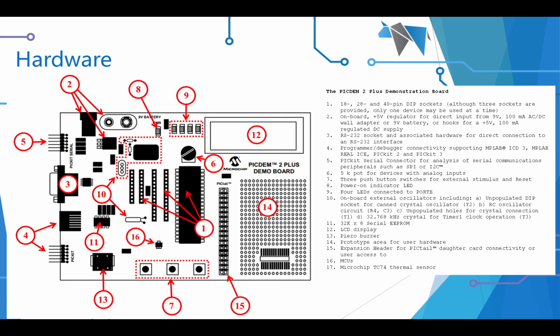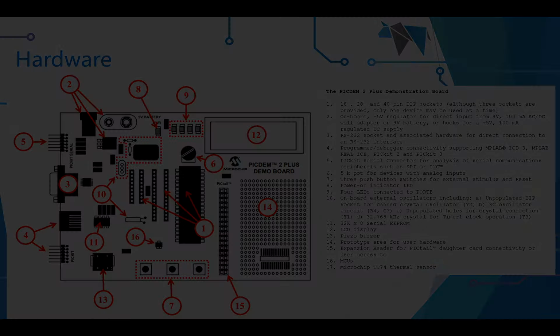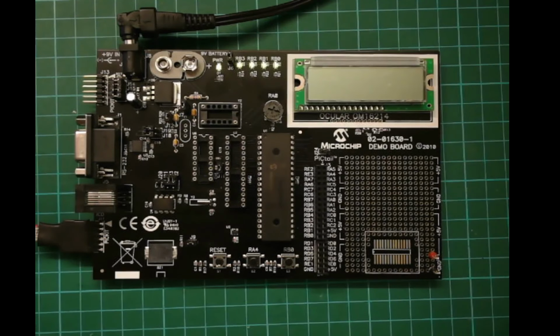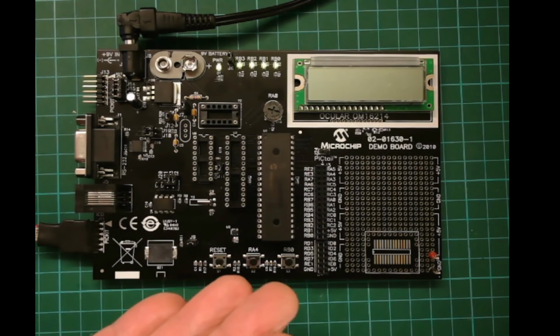We're going to be using number 9, the 4 LEDs, number 7, the switches, and the potentiometer. No, we're not going to use that actually, but that's what we're using, and it looks like this. Here's mine. It is sitting there waiting for your enjoyment.